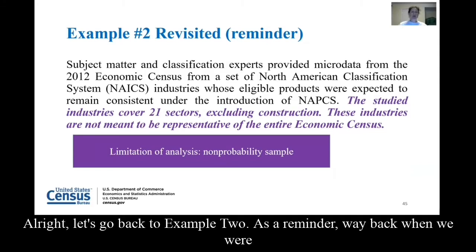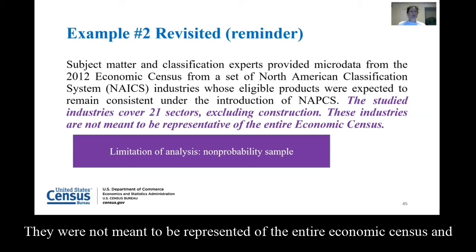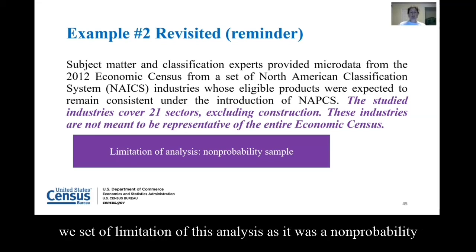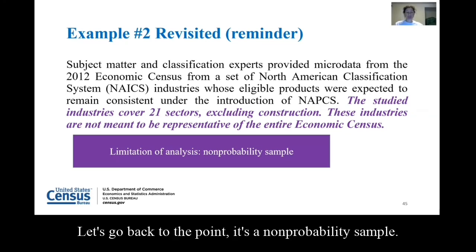All right, let's go back to example 2 as a reminder. Way back in lesson 2, we talked about this example where we had a comparison that used 21 industries, excluding construction. They were not meant to be represented in the entire economic census. And we said a limitation of this analysis was that it was a non-probability sample. The limitation on this slide, and I think in lesson 2, lecture 2, was that it's not 21 sectors, they're only 8. But that's beside the point. Let's go back to the point. It's a non-probability sample.